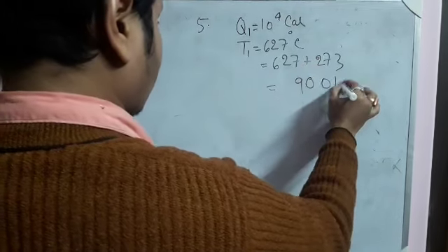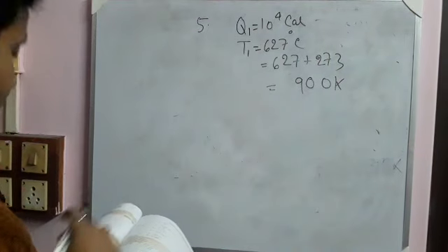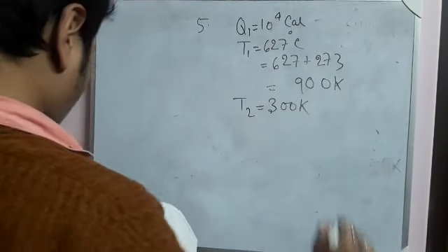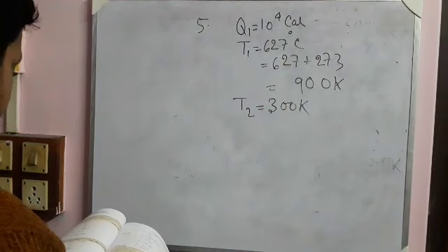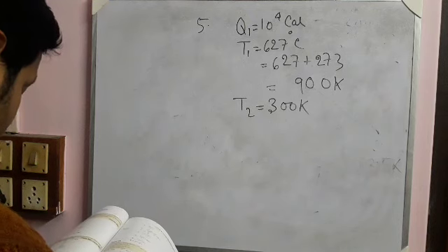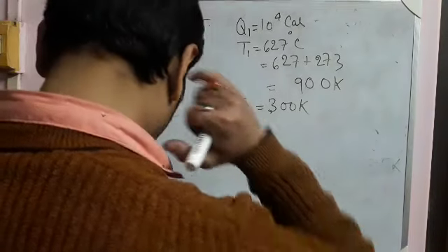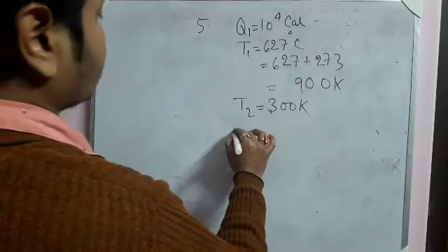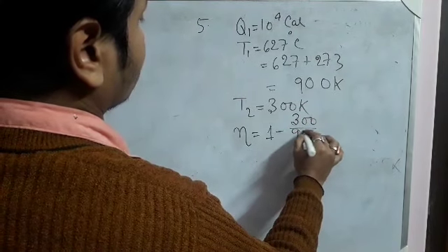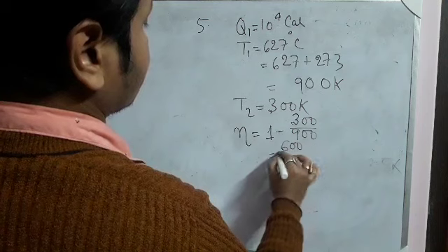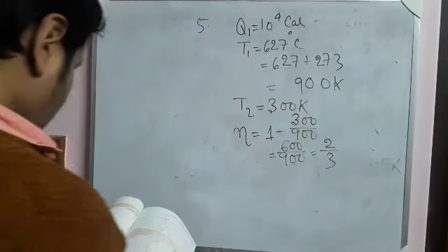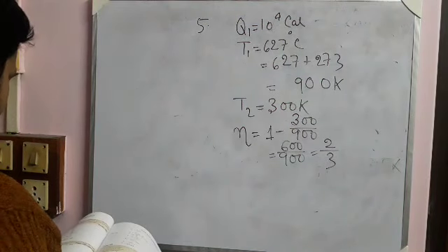This is 900 Kelvin, and it rejects heat to a sink at 27 degrees Celsius, that means 300 Kelvin. We have to find out how much work it performs. So first we find the efficiency, 1 minus T2 by T1. So this is 600 by 900, which is 2 by 3. So the efficiency is 2 by 3.